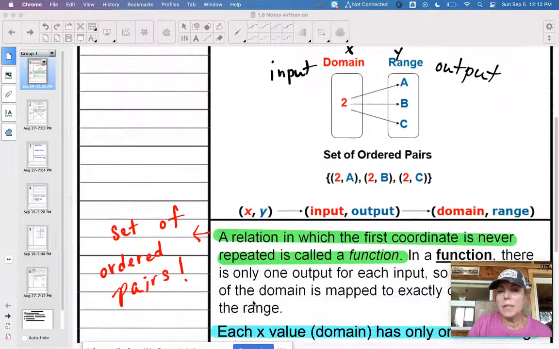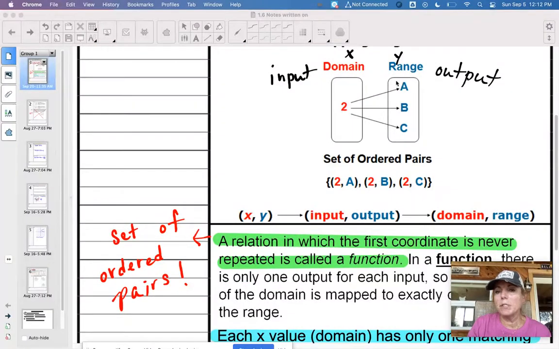So as you can see here, 2 is mapped to A, B, and C. That creates 3 ordered pairs, 2A, 2B, 2C. X are the inputs, domain. The Y's are the outputs, the range.